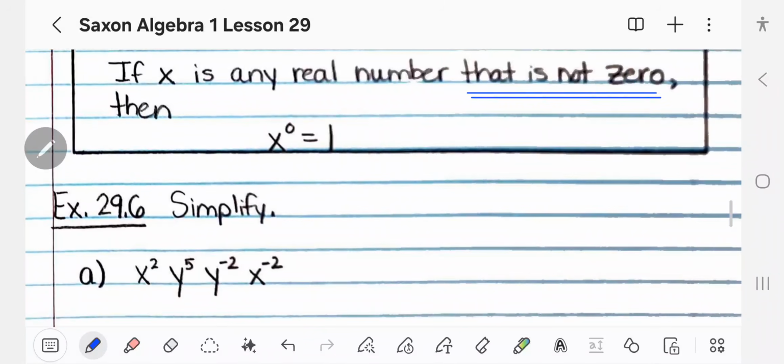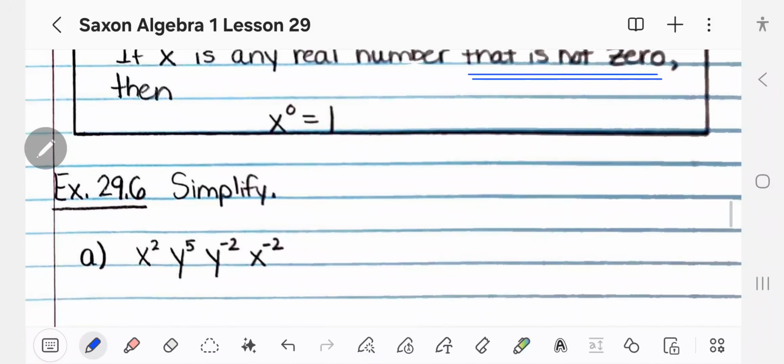Now, you're going to use what you've learned in the past to do these examples. You've learned that when you multiply things that have the same base, you add their exponents. So we have x squared times x to the negative 2. That's going to be equal to x to the 2 plus negative 2. When we put these together, that's going to be equal to y to the 5 plus negative 2. And we can combine those. 2 plus negative 2 is 0. y to the 5 plus negative 2 is 3.